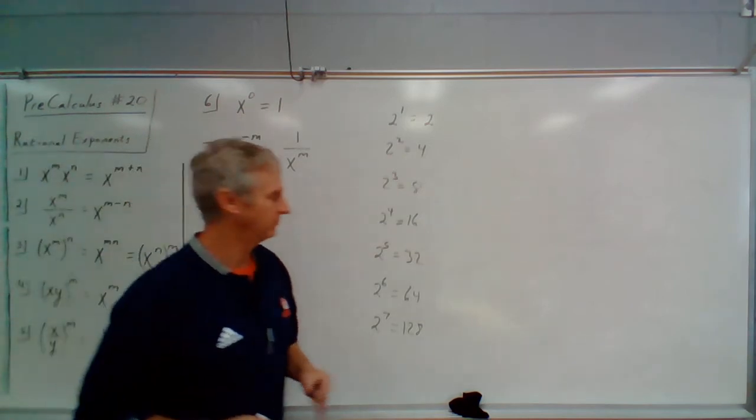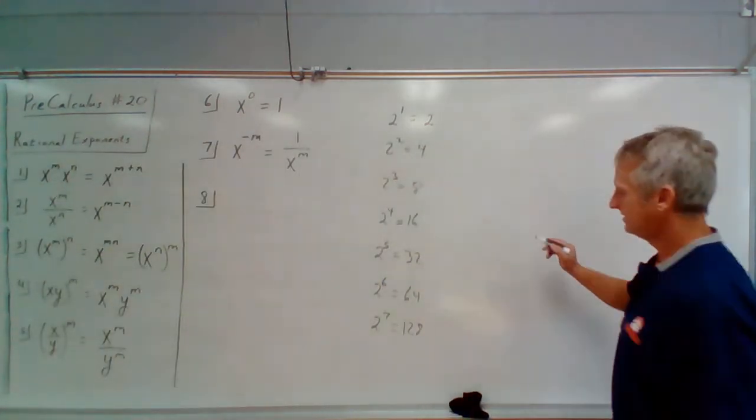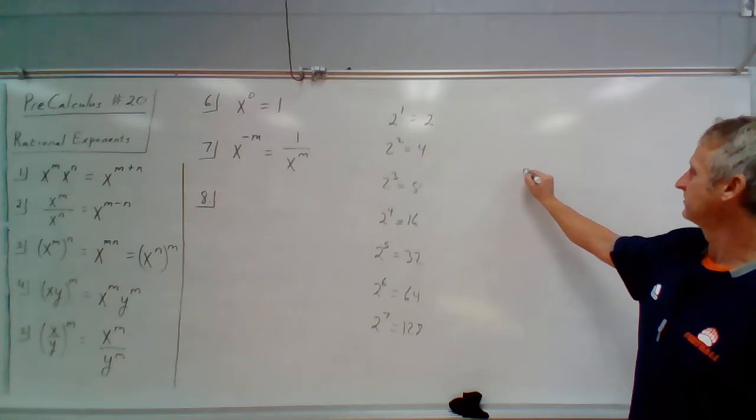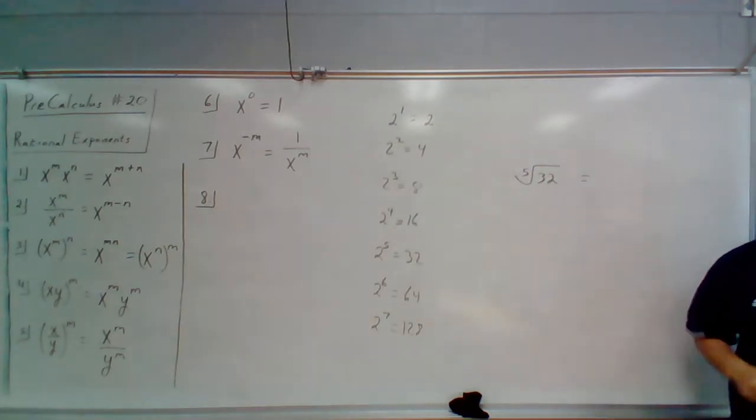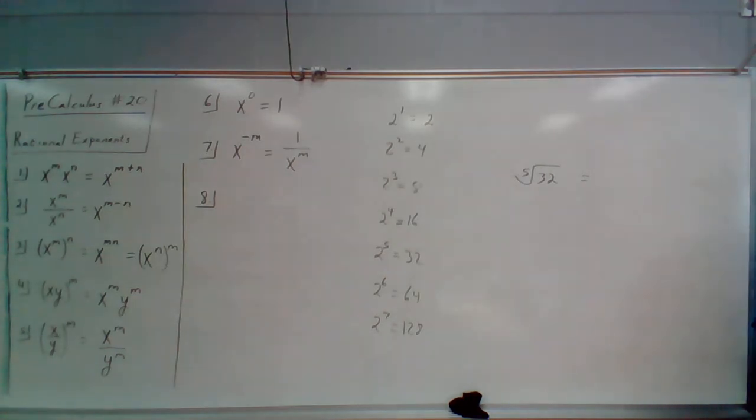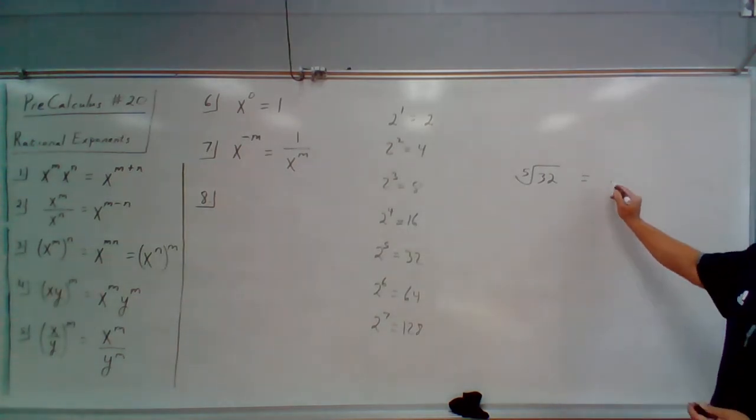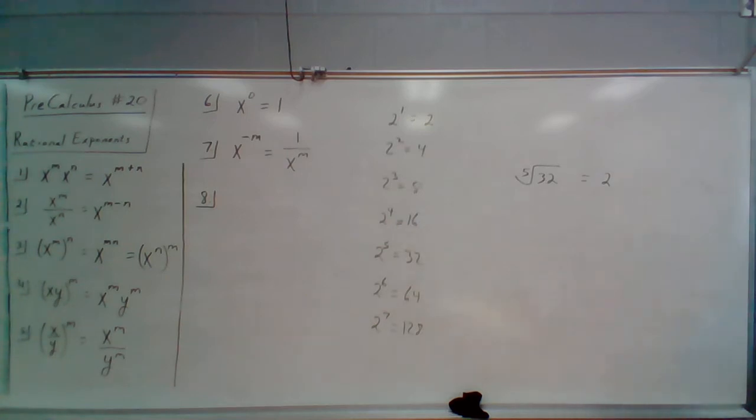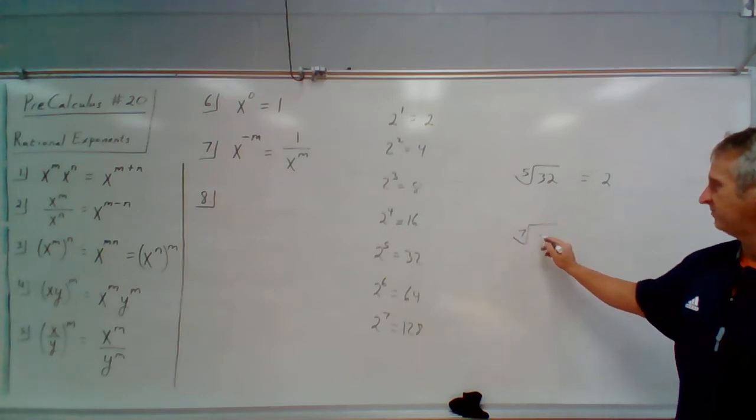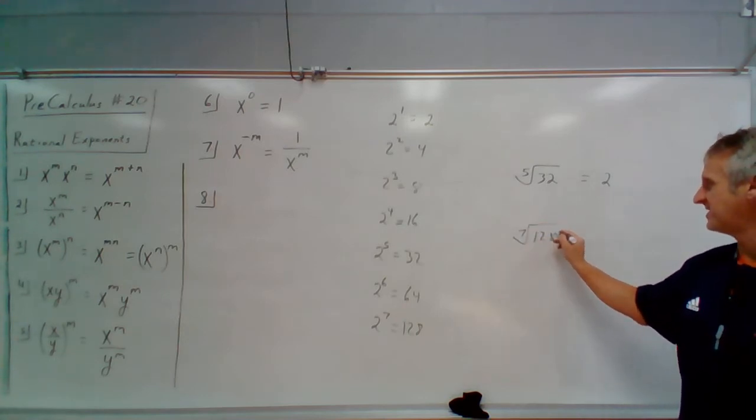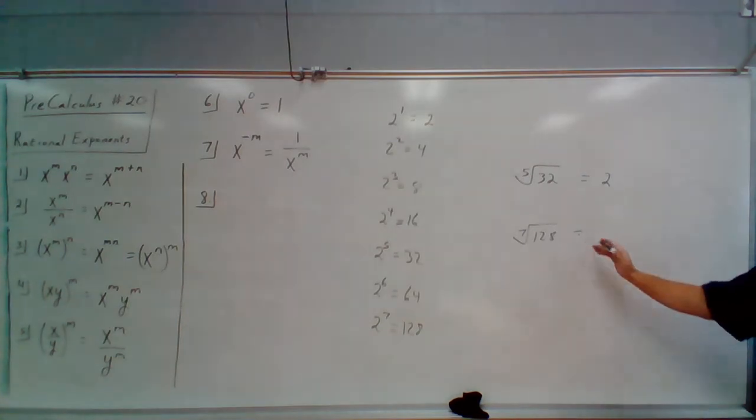Okay, because we're going to ask questions such as, what is the fifth root of 32? So what number do you raise to the fifth power to get 32? And that would be 2. Or what number do you raise to the seventh power to get 128? So the seventh root of 128 would be 2.